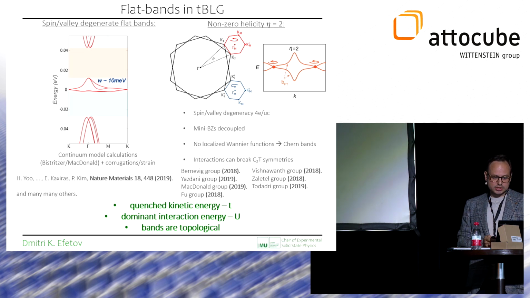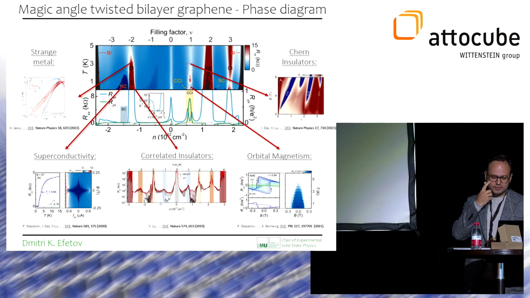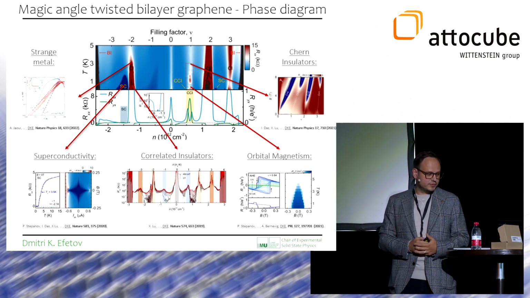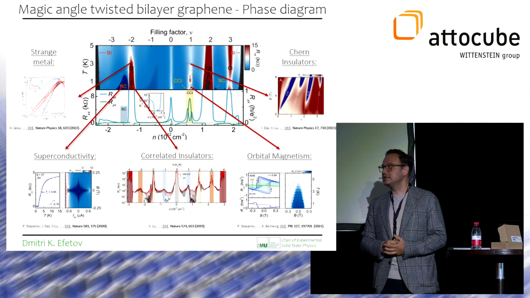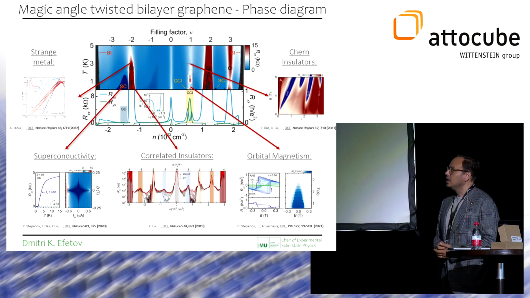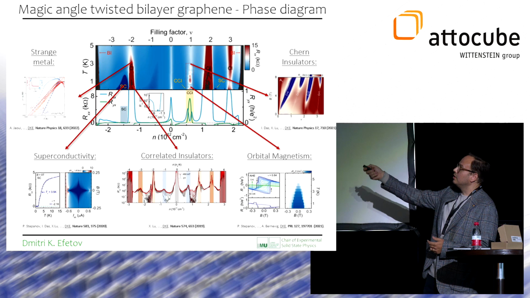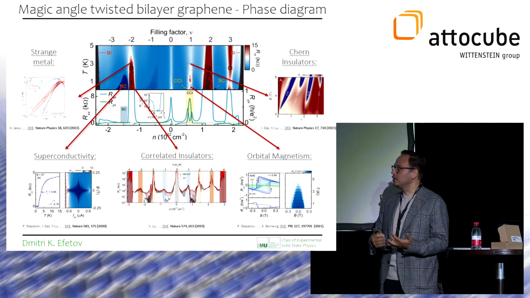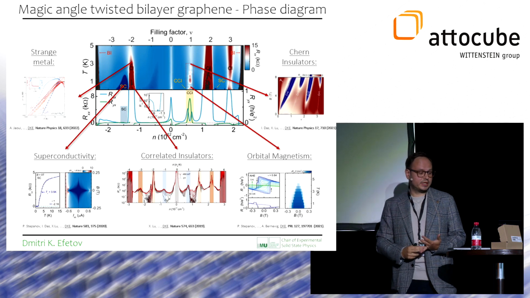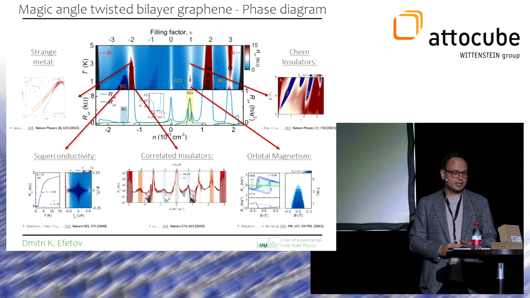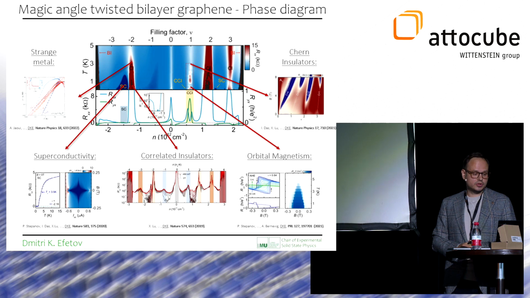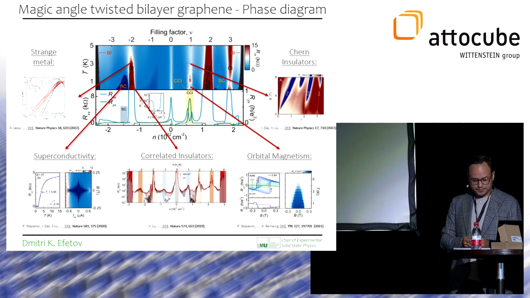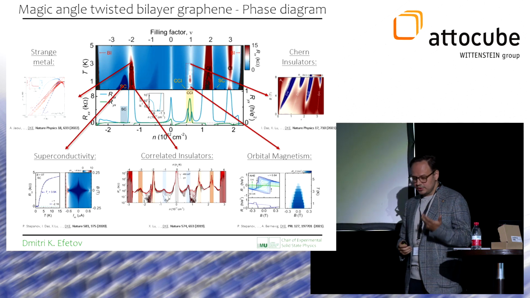Here is a very short glimpse of the different phases that we have been observing, often in one and the same device. If you look at the phase diagram of a typical transport measurement that we do in our group, where we measure Rxx as a function of filling, we observe all these phases, such as correlated insulators at integer fillings. We observe superconductivity. We observe orbital magnetism. And in addition, we observe Chern insulators and strange metals.